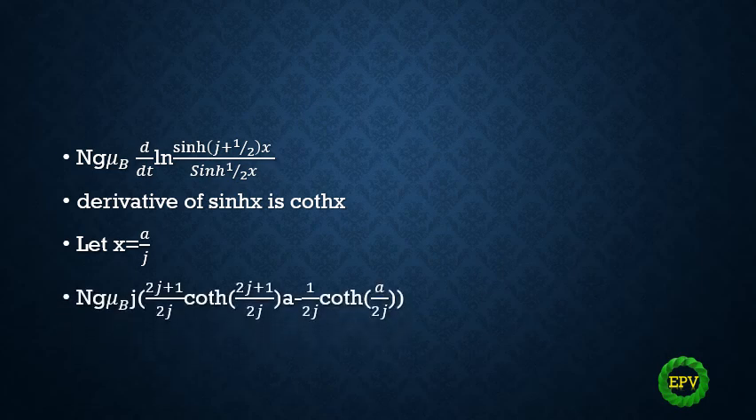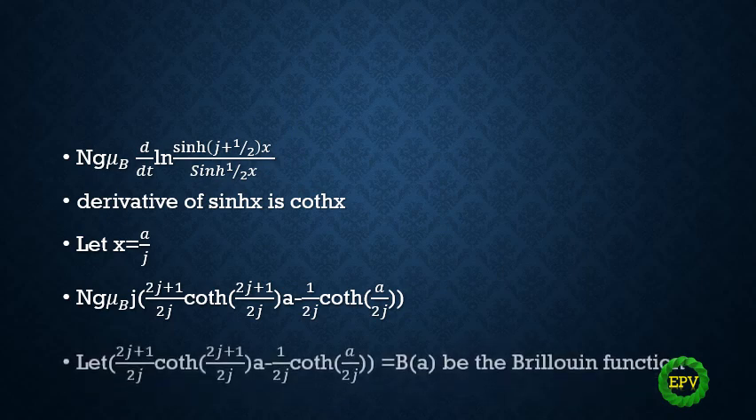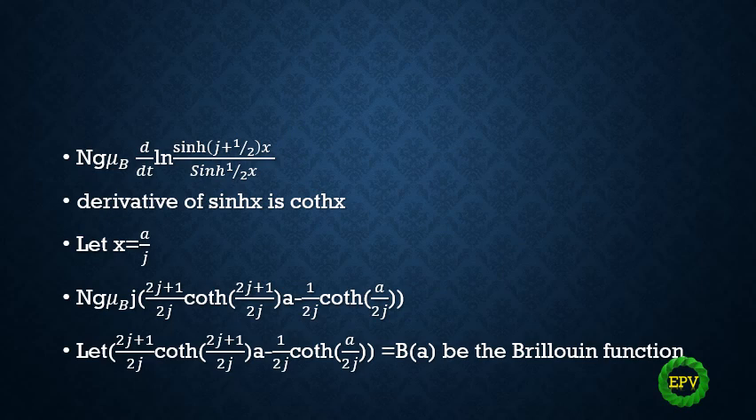Then the final result is n g mu B j into (2j plus 1) divided by 2j into coth of (2j plus 1) divided by 2j into a, minus 1 by 2j into coth of a by 2j. Let (2j plus 1) by 2j into coth of (2j plus 1) by 2j into a minus 1 by 2j into coth of a by 2j be equal to Bj(a), the Brillouin function. Then the magnetization M is equal to n g mu B j Bj(a).